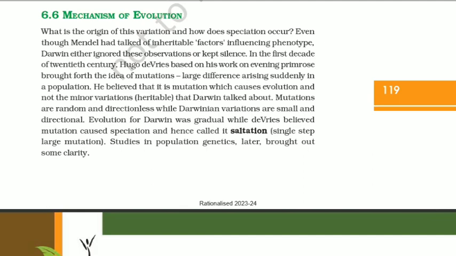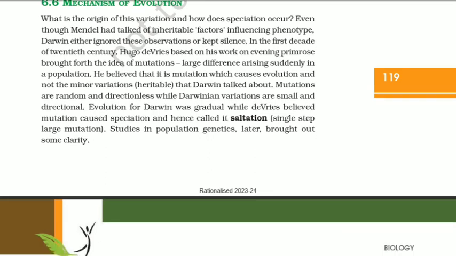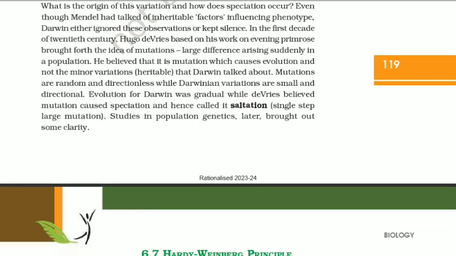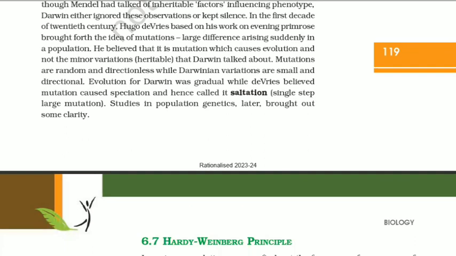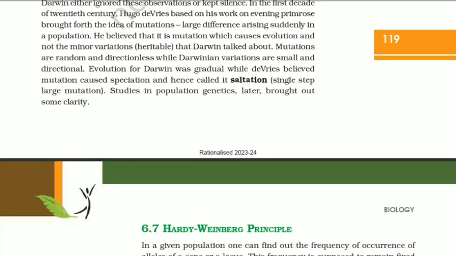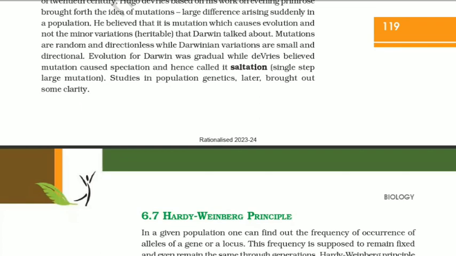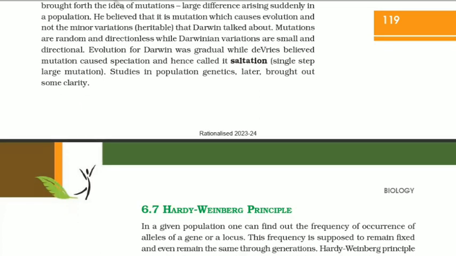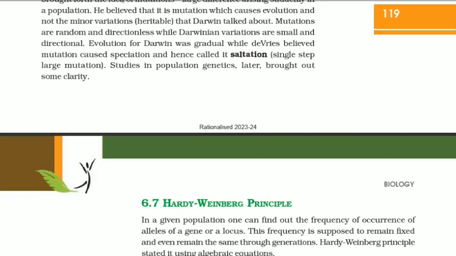6.6 Mechanism of evolution. What is the origin of this variation and how does speciation occur? Even though Mendel had talked of inheritable factors influencing phenotype, Darwin either ignored these observations or kept silence. In the first decade of the 20th century, Hugo de Vries, based on his work on evening primrose, brought forth the idea of mutations, large differences arising suddenly in the population.